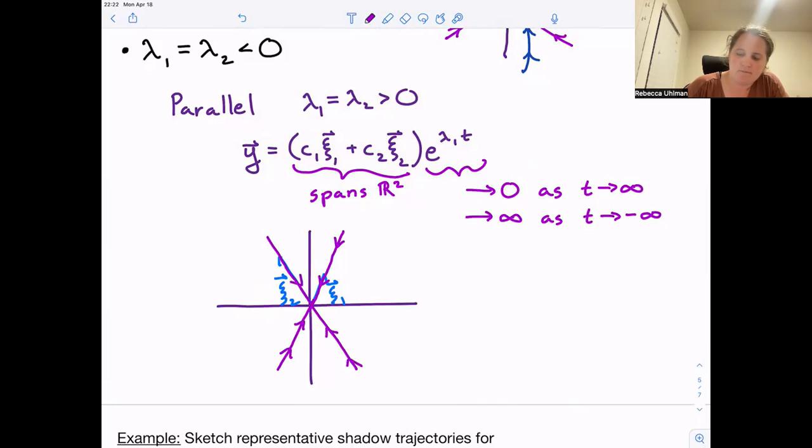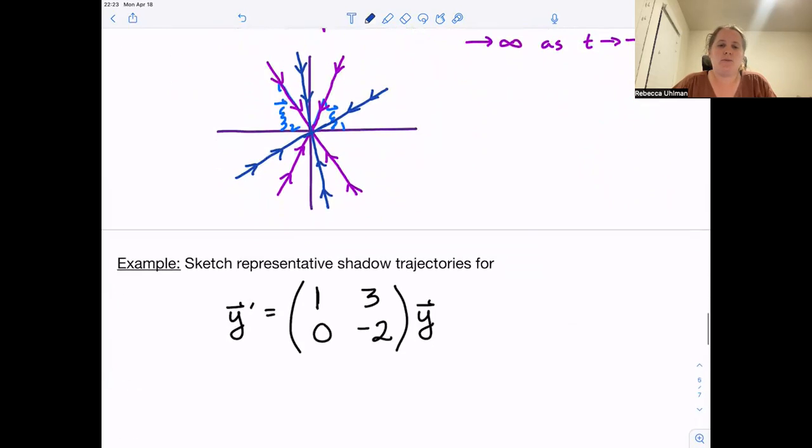And then all other solutions will just be lines along any other vector, whatever vector we get from C1 psi1 plus C2 psi2. So we can just draw a few other lines through the origin. Again, as time passes, we head towards the origin. And those form a representative set of shadow trajectories. So this is more or less the various cases we can land on. Let's go ahead and do one example.